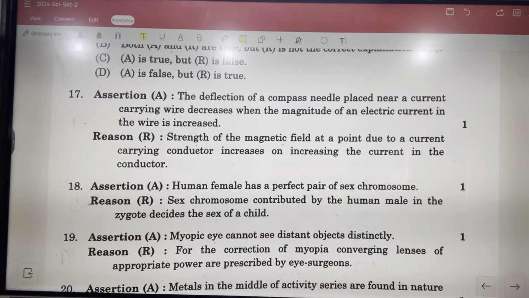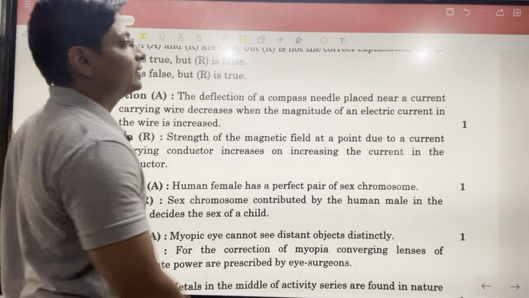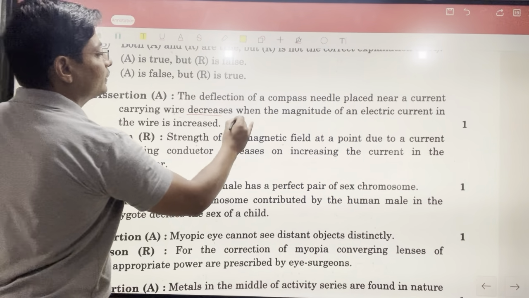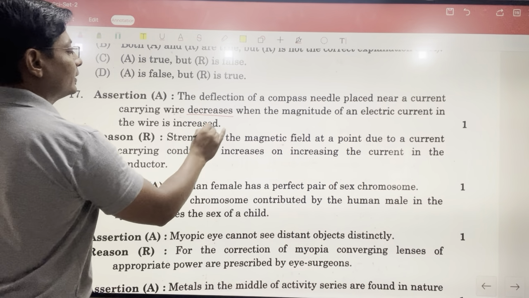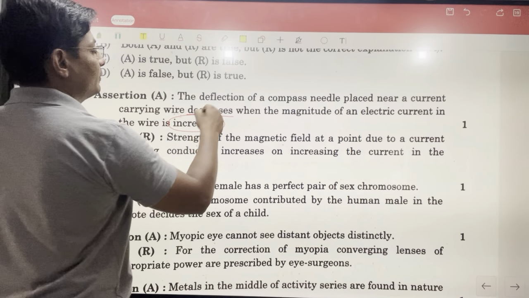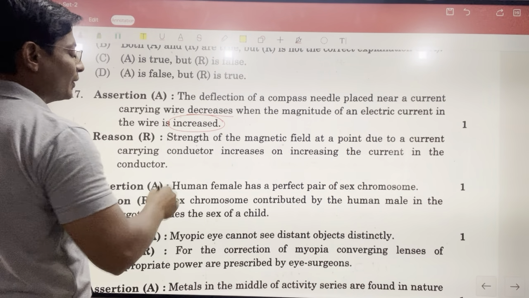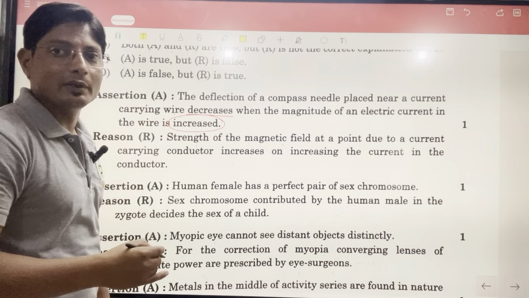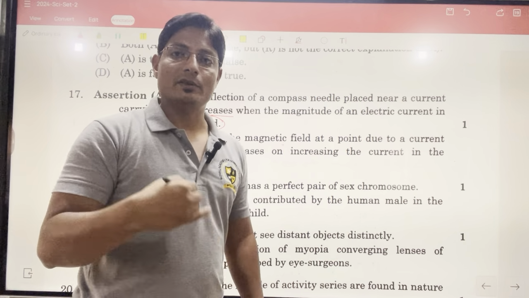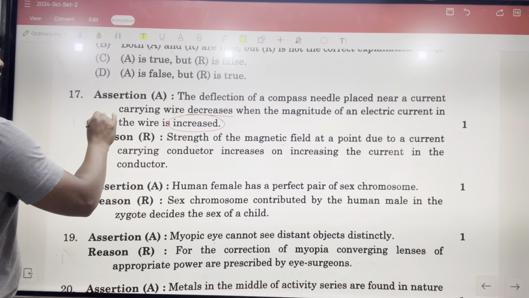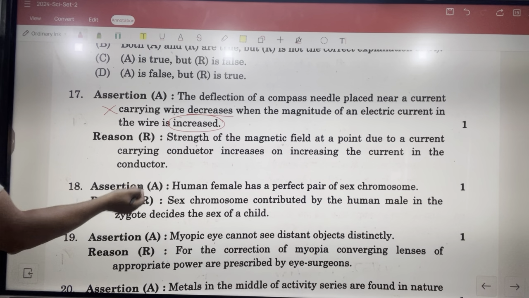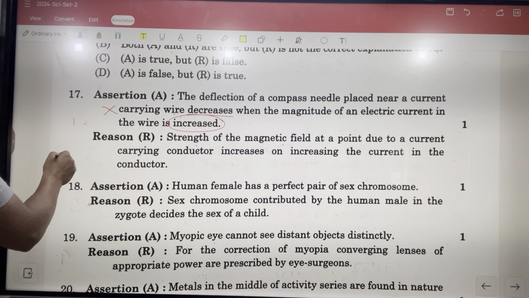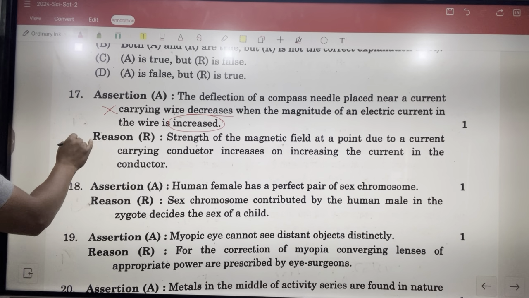Okay. So the first question is, the deflection of a compass needle placed near a current carrying wire decreases when the magnitude of the electric current in the wire is increased. This is not true, because when the current increases, the magnetic field strength will increase. Therefore the deflection would increase, so it is incorrect. So the assertion is false, but R would be true, so based on this you can select option D.